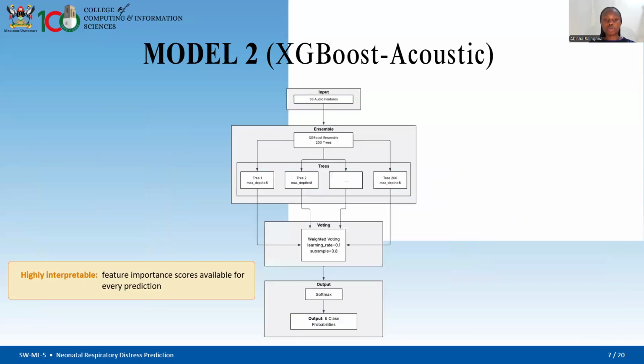And moving on to model 2, which is the XGBoost model, but for the acoustic dataset. And still we are starting with the 33 extracted audio features. Then we move them through an ensemble classifier with about 200 trees, with each tree having a maximum depth of 8 all the way to the 200th tree. And after these trees, we move on to the voting, where we do weighted voting, and then we look at the learning rate as well as the subsample. And our output is going to be 6 class probabilities.